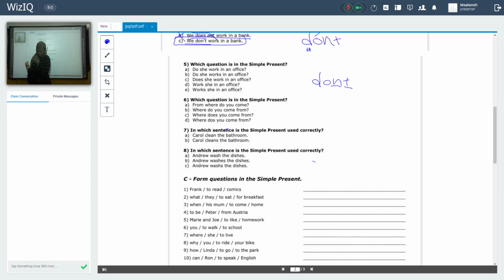Okay, which question is in the simple present? Remember the form of the simple present question. We use do or does according to the subject, followed by the subject plus the infinitive verb without adding anything, because we know that do, does, did are followed by infinitive verbs. Okay, which question? Do she work in a coffee?